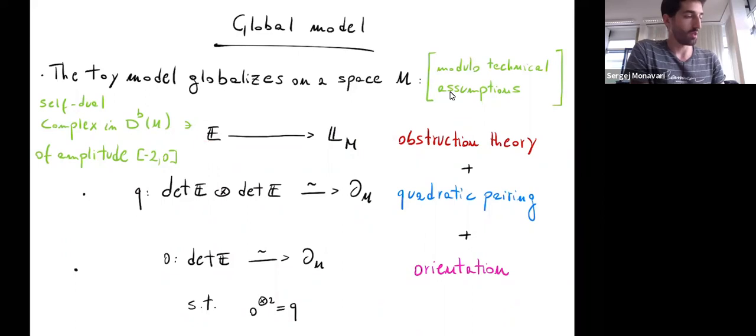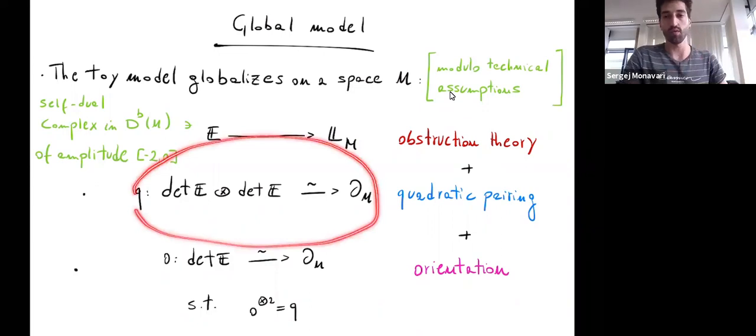So E is not anymore a complex of perfect amplitude -1, 0, but it's now -2, 0. So it's given by 3 terms. And we want this complex E to be self-dual. And this self-duality has to be induced by a quadratic pairing that you can put on the determinant line bundle. Before, it was easier because you just had to put it on the vector bundle, but this is more general.